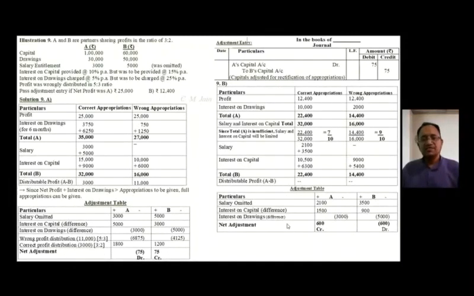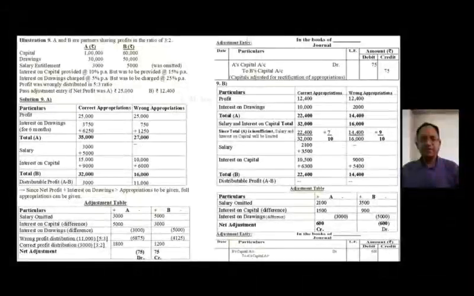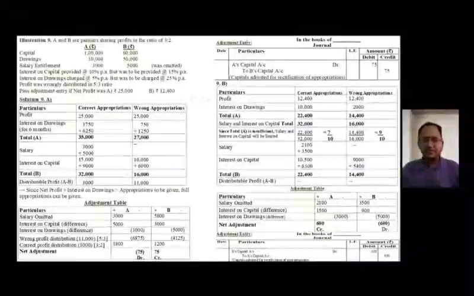Now let's write down the adjustment entry. As we have concluded, B's capital account will be debited and A's capital account will be credited. So again, make a format of journal and write down this entry. B's capital account debit to A's capital account 600. Capitals adjusted for rectification of appropriations. I hope the concept of past adjustments is clear with this illustration.